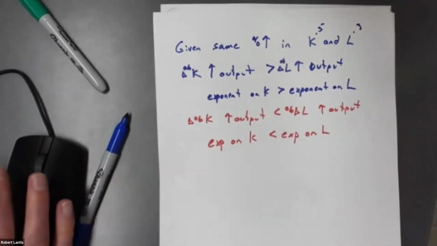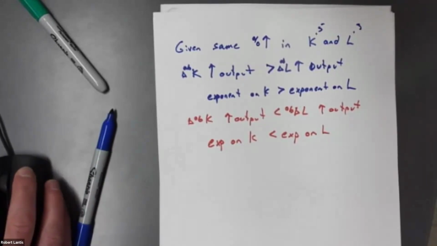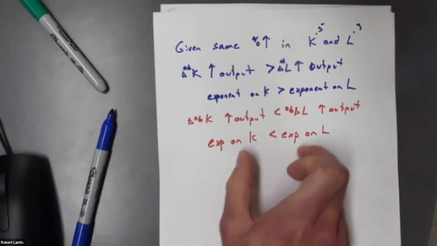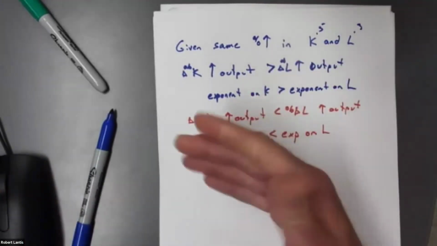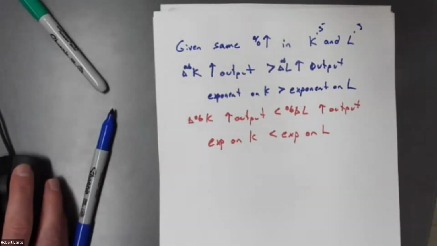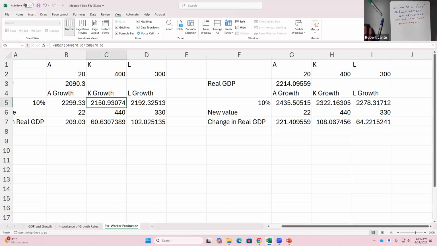We saw that play out in the Excel file. This is a nice summary of that. So which of these factors of production are more effective? Essentially, whichever one is being raised to a higher power. I mean, that's just a byproduct of math. So in this case, when capital is being raised to a lower power, capital should be less effective, or that same 10% increased GDP by less than a 10% increase in labor.